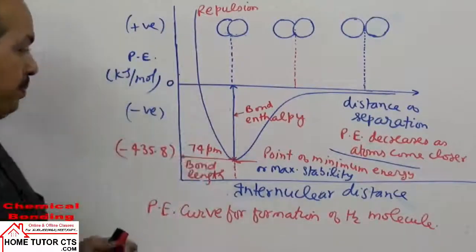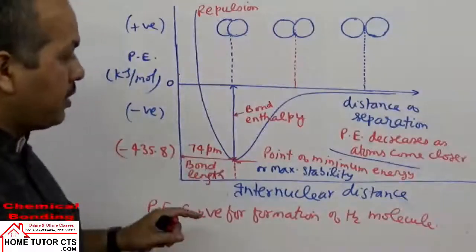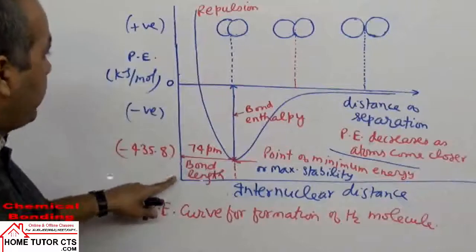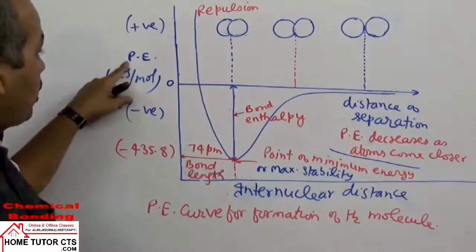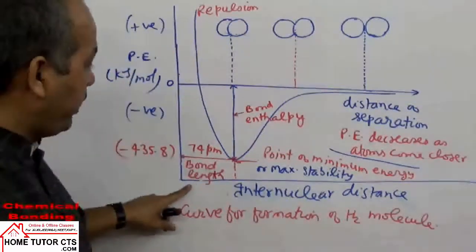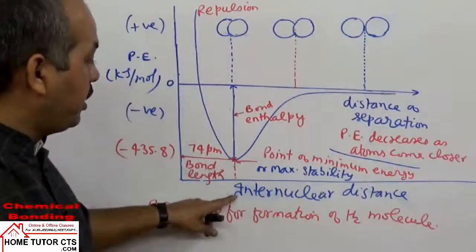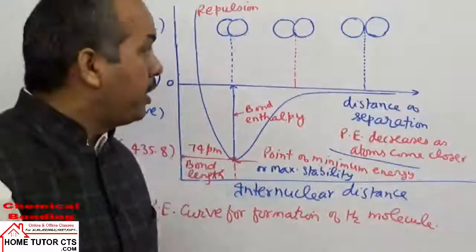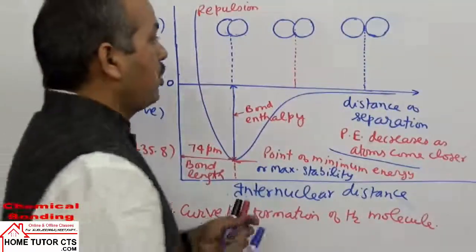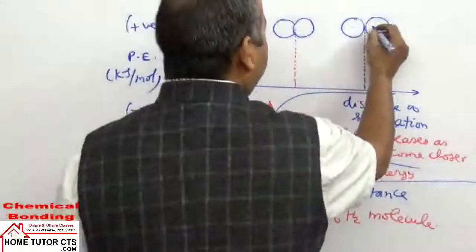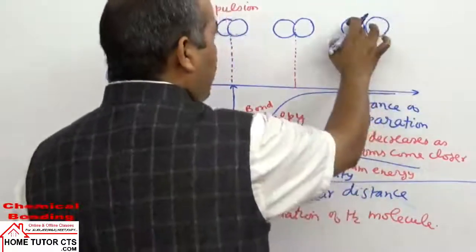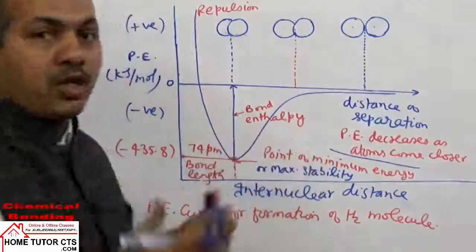negative values of energy. Now what happens? On the y-axis we are taking potential energy, and along the x-axis we are taking the internuclear distance between the two nuclei of the atoms. First, in the beginning, these atoms are isolated. We take two hydrogen atoms which are coming closer.